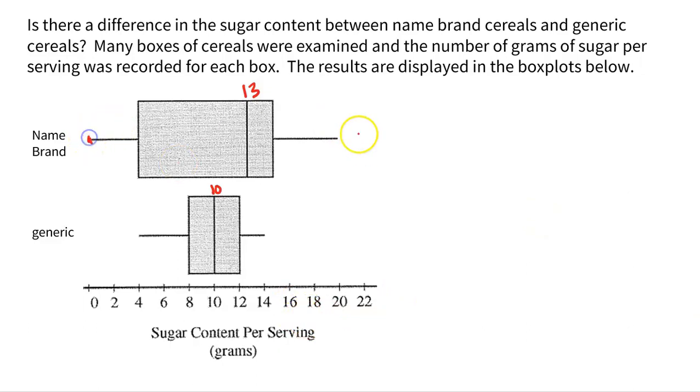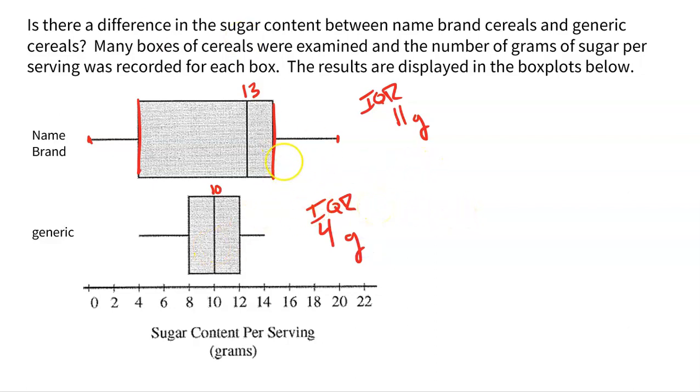Not only is their min to max more spread out, but their interquartile range, the distance between the Q1 and the Q3, that middle 50%, is also more spread out than the generic. The IQR for the name brand looks to be about 15 to 4. So that'd be 11 grams of sugar for the IQR. Whereas for the generic brand, it's 12 to 8. That's an IQR of only 4 grams of sugar. That's a big difference. So clearly the name brand's more spread out.